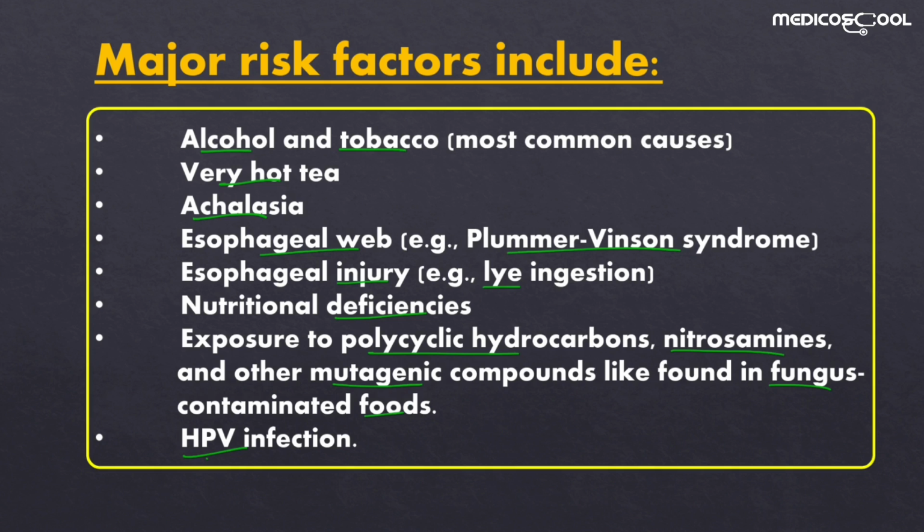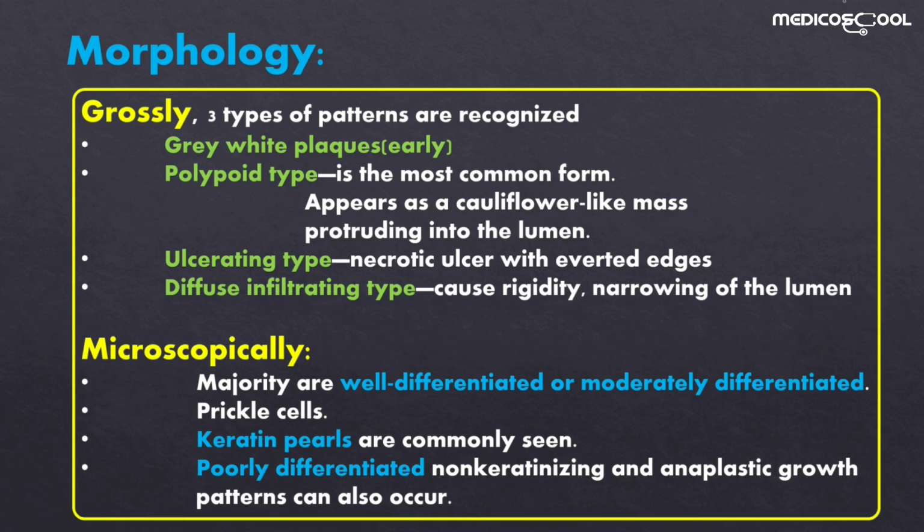The human papillomavirus is also one of the vectors for causing squamous cell carcinoma of the esophagus. Now, what will the morphology of the squamous cell carcinoma be? Morphologically, we can see grossly and microscopically, grossly three patterns of squamous cell carcinoma are recognized. The first one, in the early stages, occurs in the form of gray-white plaques. In the later stages it may attain one of three forms.